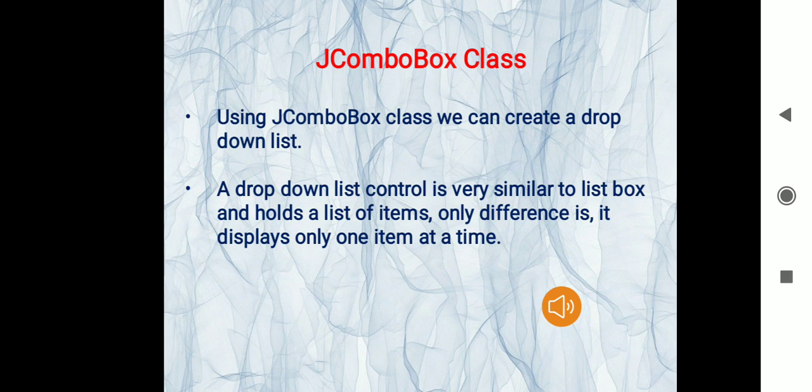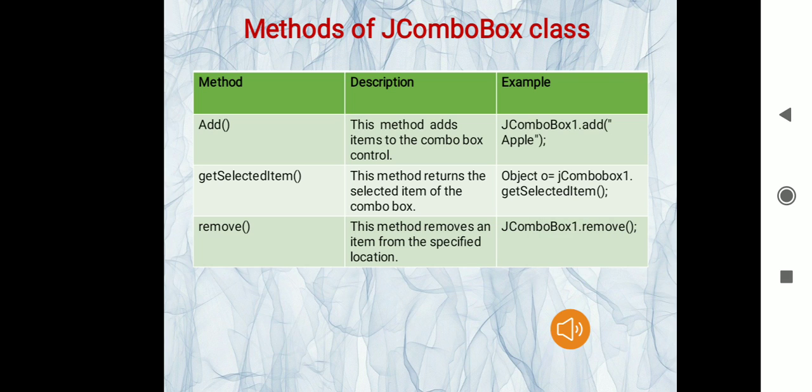JComboBox represents the combo box control. Using the JComboBox class, we can create a drop-down list. A drop-down list control is very similar to the list box and holds a list of items. The only difference is that it displays only one item at a time. Some of the commonly used methods of the JComboBox class are add, getSelectedItem and remove.